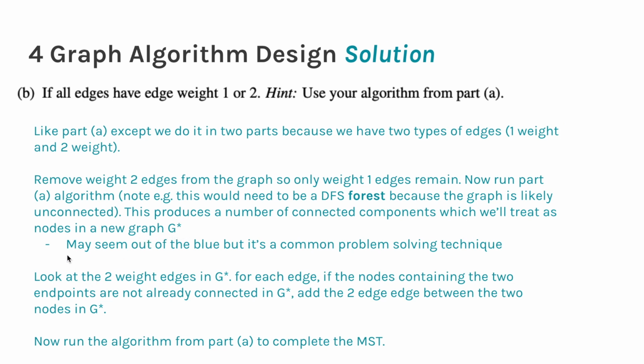Then I'll skip this point for now. You'll look at all the weight 2 edges in the original graph, and for each edge, if the nodes containing the two endpoints are not already connected in G star, then you add that weight 2 edge between the two nodes. And then finally, you just run the algorithm from part A to come up with a DFS tree for the entire MST, and then you're done.